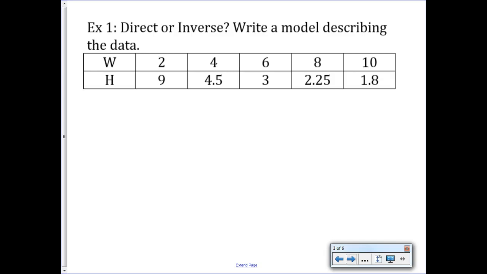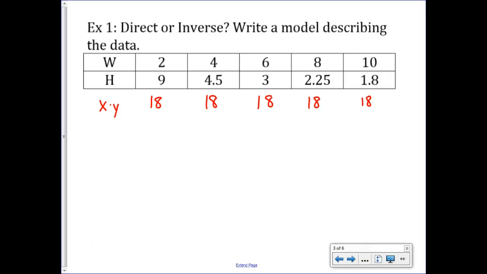So direct or inverse, write a model describing the data. So you want to look at this data and see, am I dividing my x and y values, in this case w and h, or am I multiplying to get the same thing? So if I multiply x times y, 9 times 2 is 18, 4 times 4.5 is 18, 6 times 3 is 18, 8 times 2.25 is 18, 10 times 1.8 is 18.